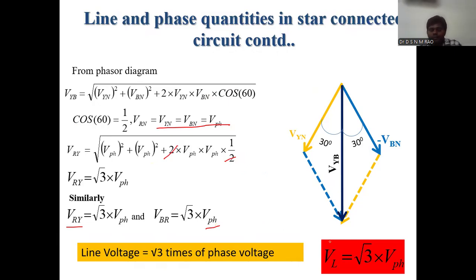This is the conclusion for the star connected system. Line voltage equals root 3 times the phase voltage, and line current equals phase current, only for the star connected system. This is the conclusion for the relationship between phase and line quantities in a star connected system.